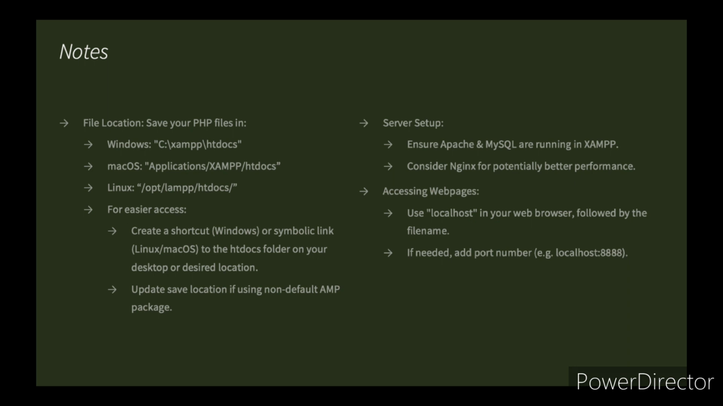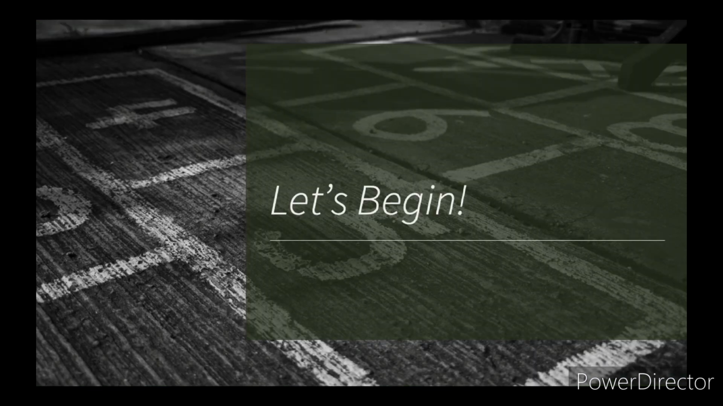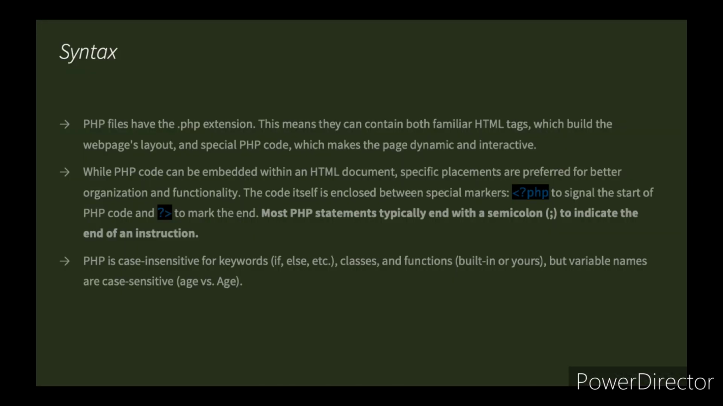To access web pages, use localhost in your web browser, followed by the file name. You can use any web browser like Safari, Google Chrome, Microsoft Edge, Opera, and others. If needed, add a port number, for example, localhost colon 8888. So if you are done with these requirements, then let's start coding.